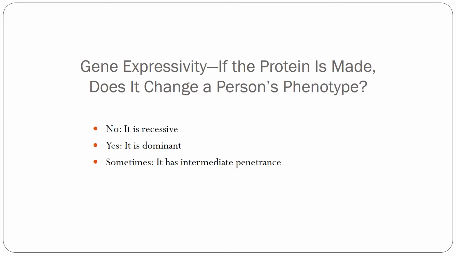I'd like to talk about gene expressivity, and it's a very easy concept to understand. It means it's expressed when it shows up. So here we are talking about whether, if the protein is made, it changes the person's phenotype, how that person looks, how his physical appearance or chemical composition is different. If no, we can't see it, so we will call the gene recessive. If yes, we will call the gene dominant. And if it shows up only sometimes, it has intermediate penetrance.